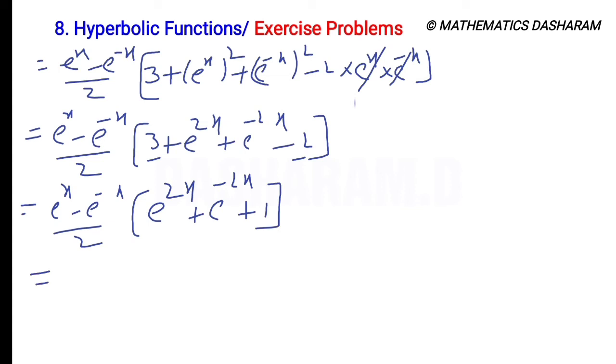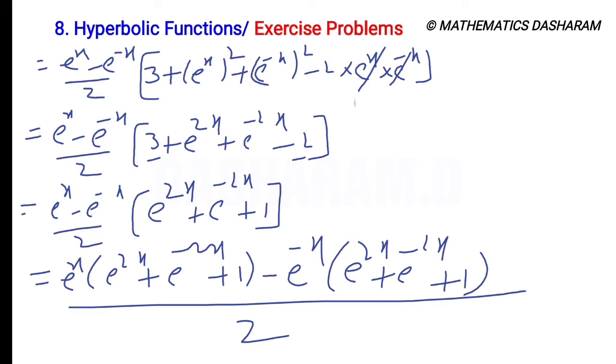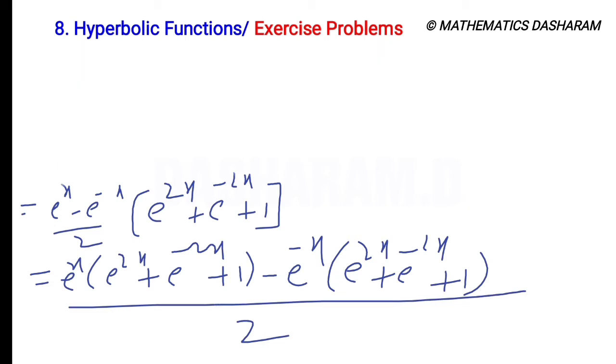So now multiply these two expressions. First, e to the power of x into e to the power of 2x plus e to the power of minus 2x plus 1. Next, minus e to the power of minus x into e to the power of 2x plus e to the power of minus 2x plus 1, the total divided by 2. So multiplying inside: e to the power of x into e to the power of 2x is e to the power of 3x, e to the power of x into e to the power of minus 2x is e to the power of minus x, and e to the power of x into 1 is e to the power of x.